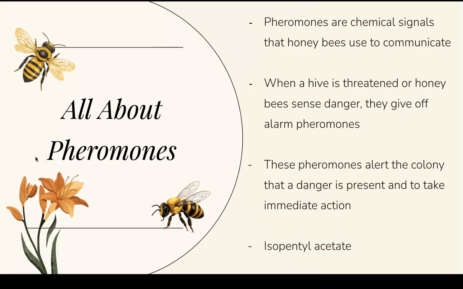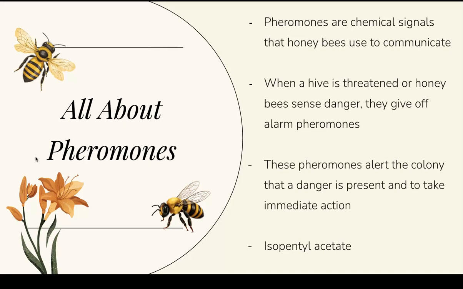Bees use pheromones to communicate. These are chemical signals that are let off for whatever reason a communication needs to occur. One type of communication is an alarm pheromone. When a hive is threatened or a honeybee senses a danger, an alarm pheromone is given off, which alerts the colony that danger is present and that action needs to be taken immediately.